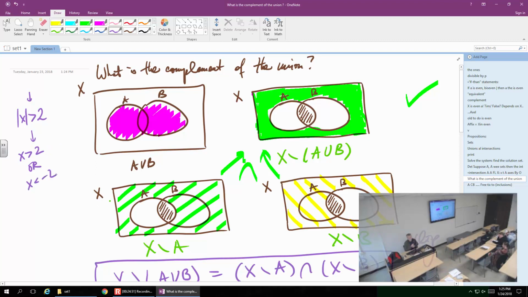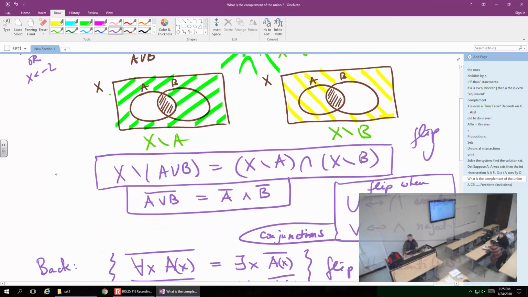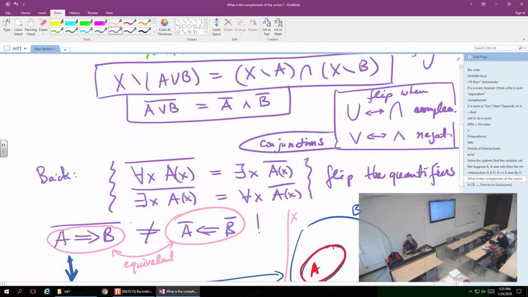Okay, so these two inequalities combined together give you all x's at least 2 units away from the origin. So you do encounter things like that sometimes even in algebra, even though not as often as when you have the union, when you have the intersection. And that's how we do it. So the union turns into intersection. Okay, so flipping the conjunctions.